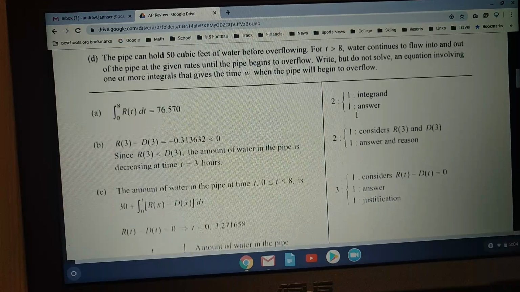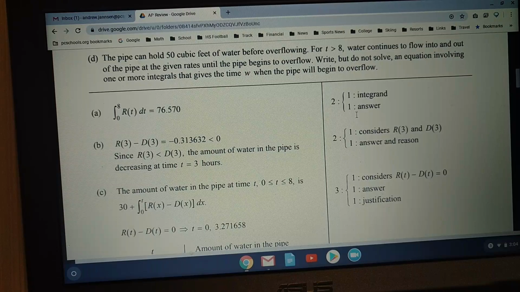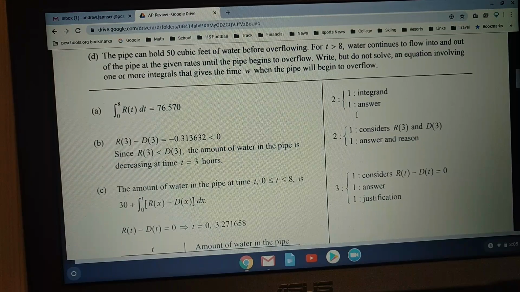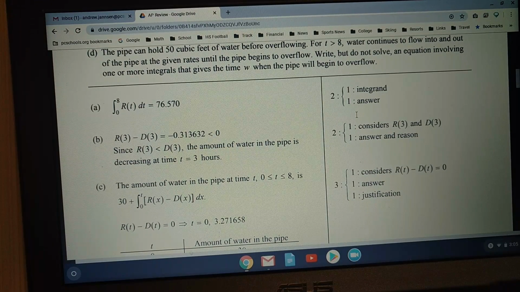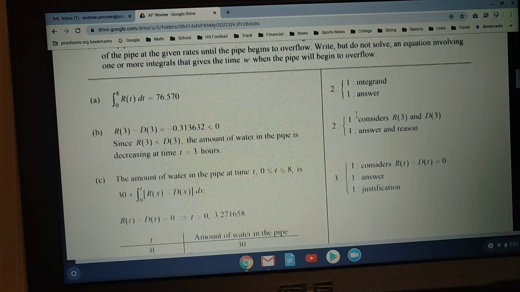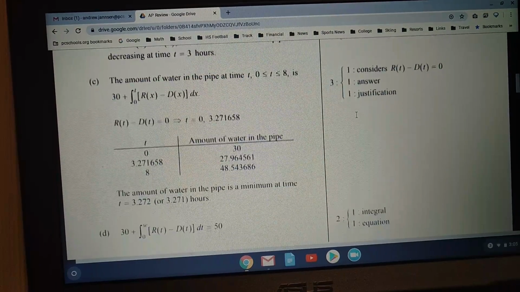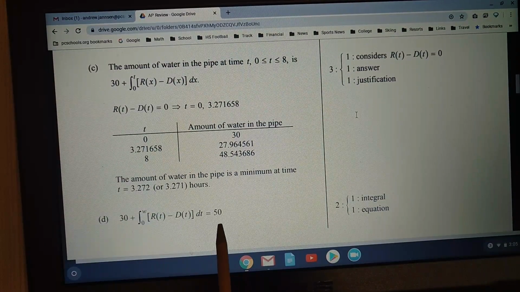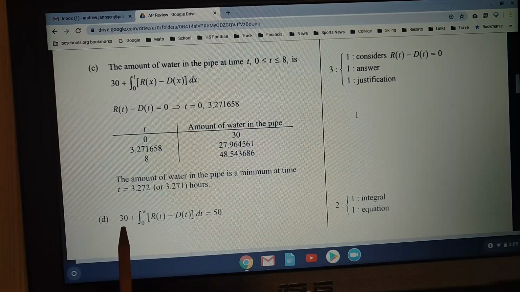Then finally for D, it says the pipe can hold 50 cubic feet of water before overflowing. And we know that for a time greater than 8, the water continues to flow into and out of the pipe at the given rates until eventually it will overflow. It wants us to write an equation, but not solve it, that gives a time when it begins to overflow. So the time when it begins to overflow is when that amount hits 50. So here's our basic equation.